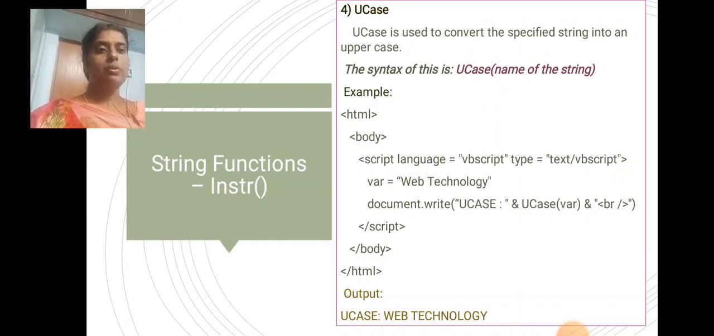Now I am going to pass this var as a single argument to my UCase method. As in the syntax we have only one argument, you can pass at most one argument here. So it takes that var as an input and will convert each and every character into a capital letter and provide you the result. We can see the result of UCase: WEB TECHNOLOGY, all the characters converted into uppercase characters.